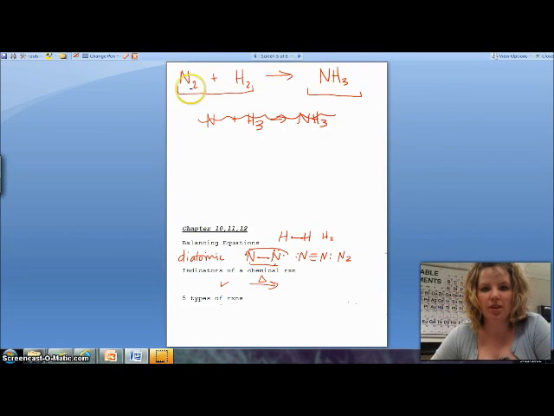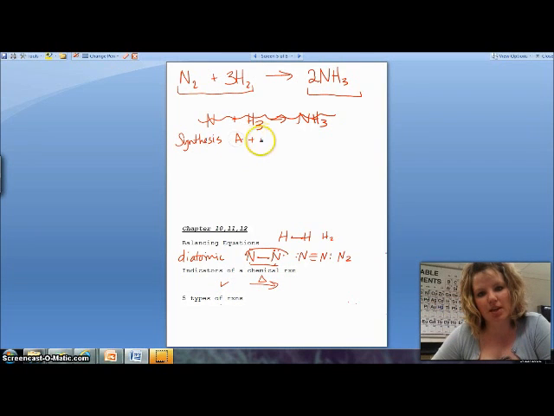So you see 1 nitrogen over here, 2 over here, so I put a 2 in front. That makes 6 hydrogen total, so to make this 6, I'd put a 3 out in front. So I have a balanced chemical equation. And then we would classify this as a synthesis or a combination reaction. Synthesis is like A plus B yields AB.